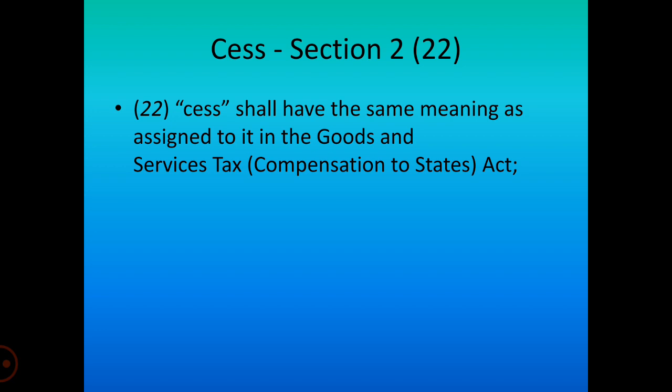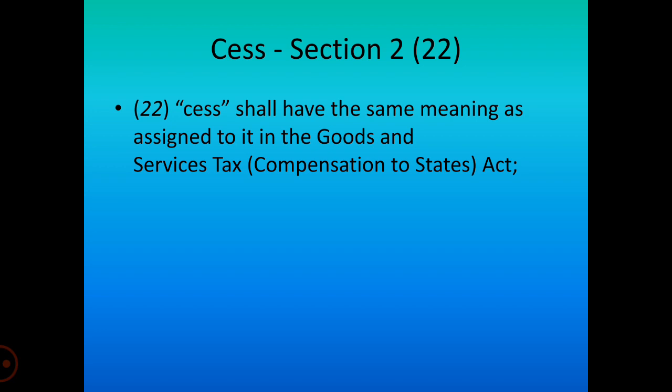Some of the features: it shall be levied on interstate as well as intrastate supply transactions, because there have been losses of revenue on account of the implementation of GST in the country. It is levied to compensate the states which are suffering any loss of revenue due to implementation of GST, and it is levied for a period of 5 years from the date of implementation of GST, which may be prescribed on the recommendation of the GST Council. At present, it is for 5 years.